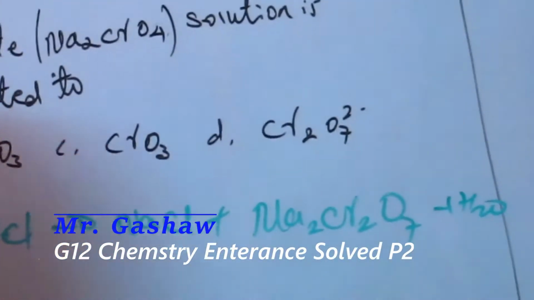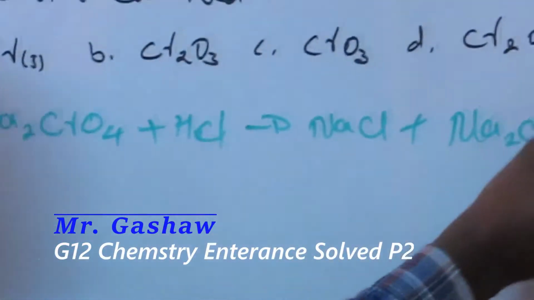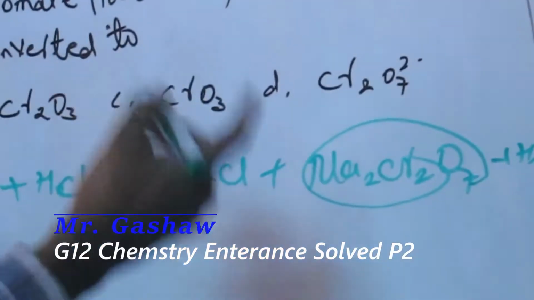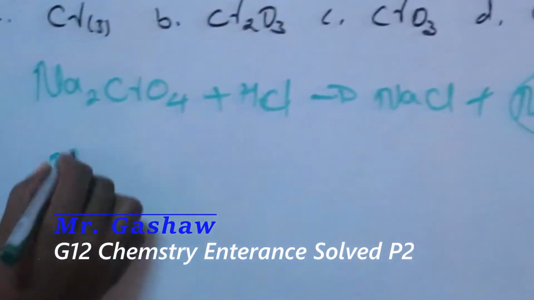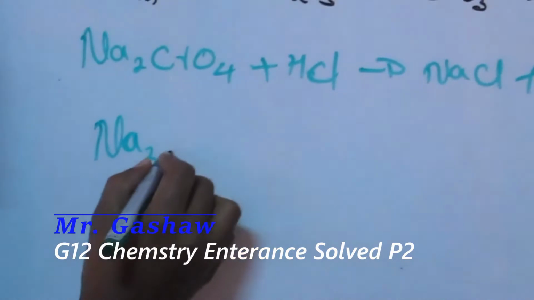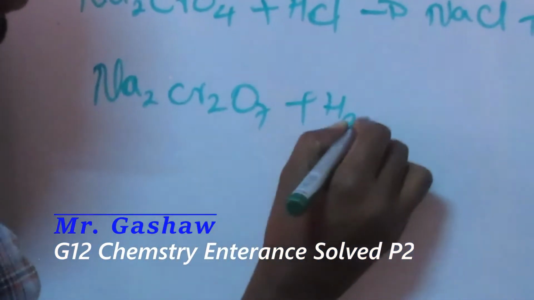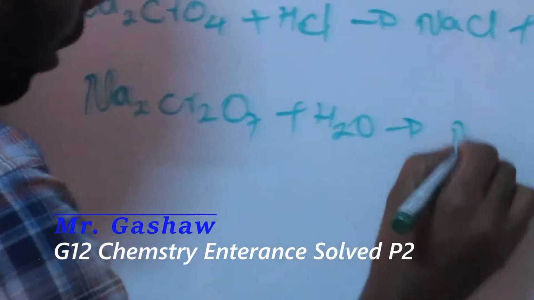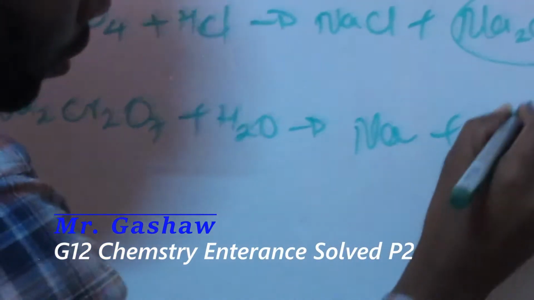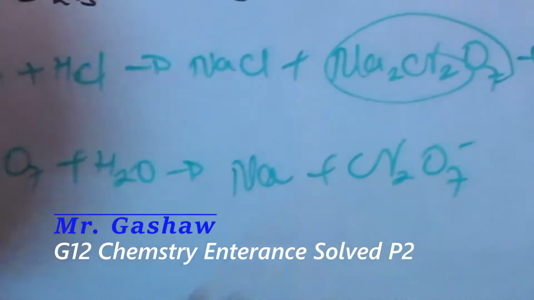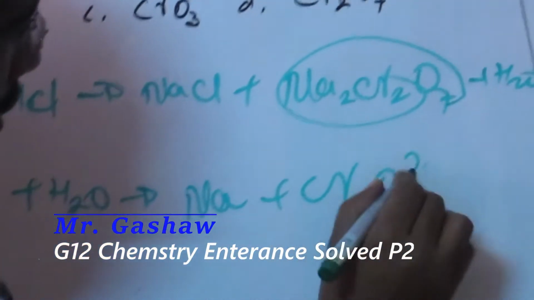So from this one, it also dissolves in water, or dissociates in water. Sodium chromate dissociates in water. It produces what? Sodium ions with chromate ions, CrO4 2 minus.